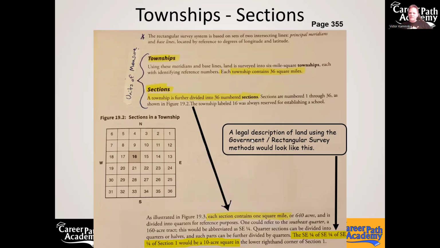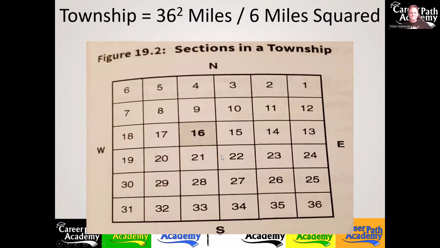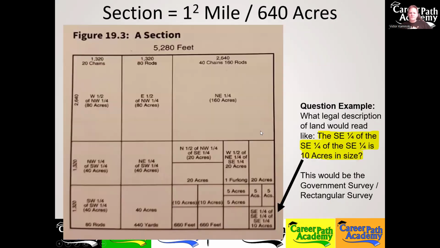The rectangular or government survey is the one that would read like this. The SE quarter of the SE quarter of the SE quarter is 10 acres in size. Each section within a township is numbered, starting from the top right and counting from left to right, then right to left. And here's that measurement: the SE quarter of the SE quarter is 10 acres in size.